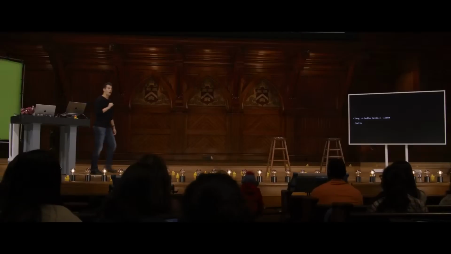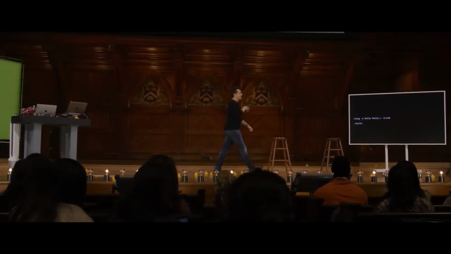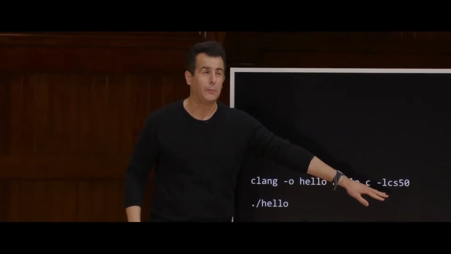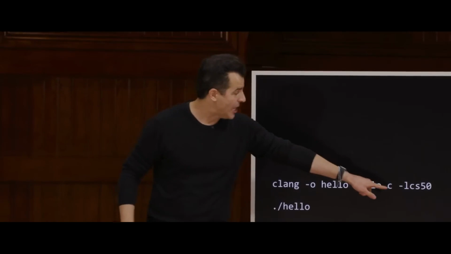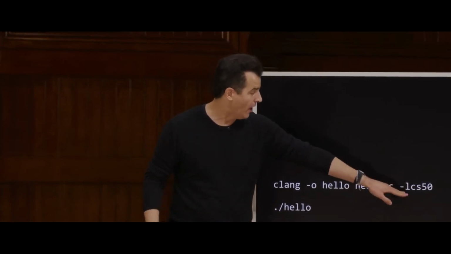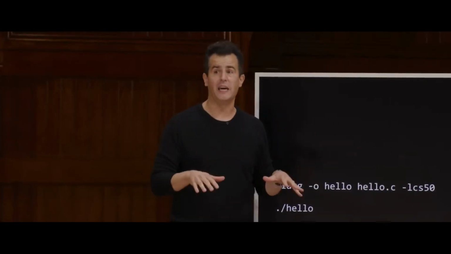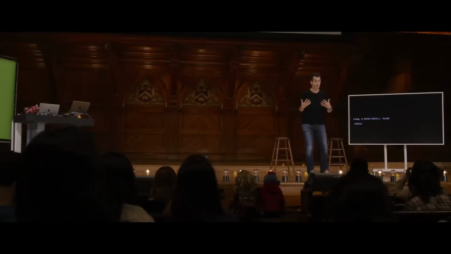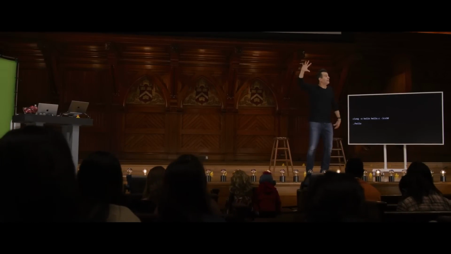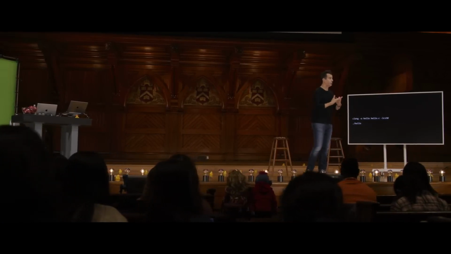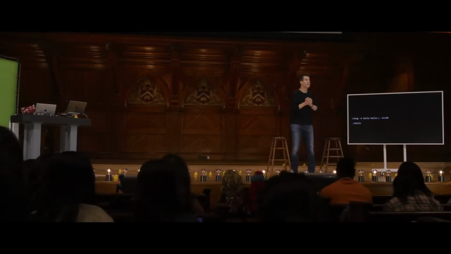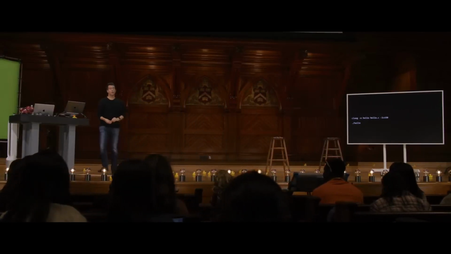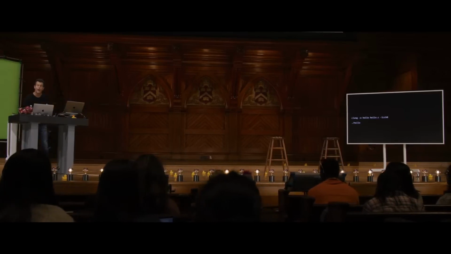Almost the same as before, clang -o, space hello, then hello.c, but with one additional command line argument at the end. And this is a -l, not a number 1. So -l CS50 with no space in between those two. Now, the l is going to result in all of those zeros and ones that actually were written by CS50 being linked into your code, your few lines of code or mine here.